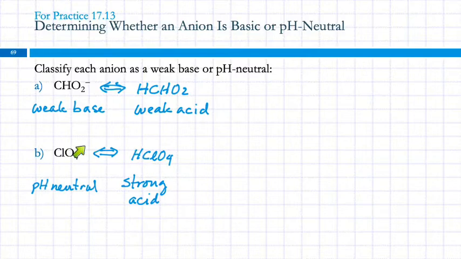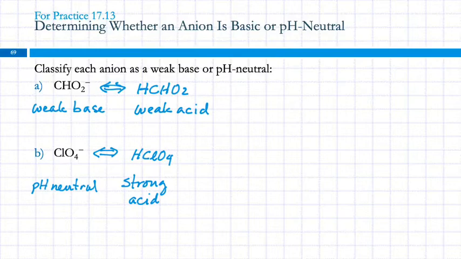Because the strong acid ionizes completely. This is not going to pick up hydrogen ions. It can't. Any questions? Yes? Since the stronger the acid, the weaker the conjugate base, if there's a strong acid, would it always be pH neutral? Mm-hmm. Because it's so weak that it's basically neutral. Yes.